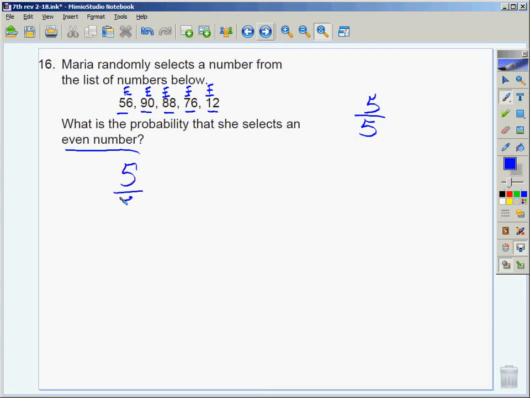5 out of 5 are even numbers. 1, or 100% chance. In other words, this event is certain to happen. I can't pick anything that's not even.